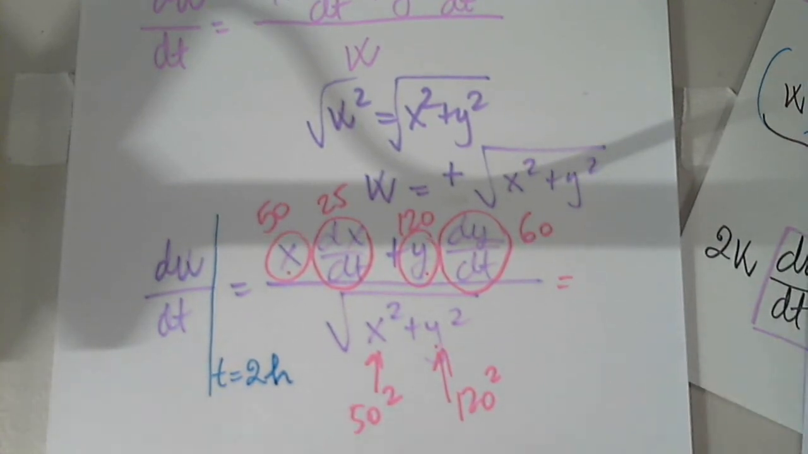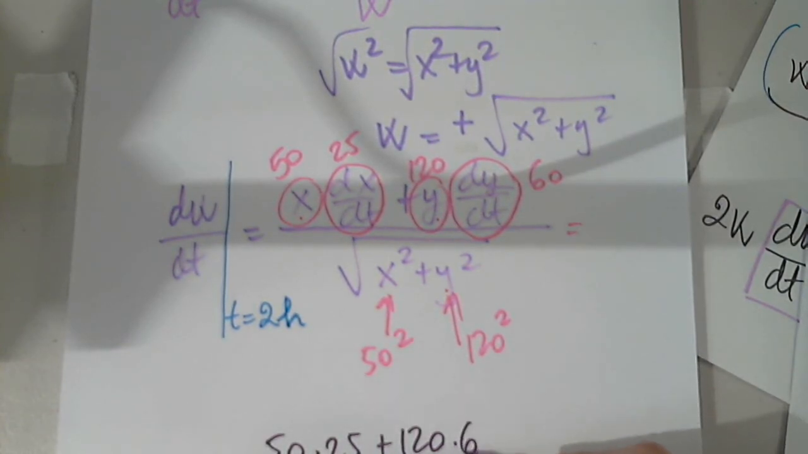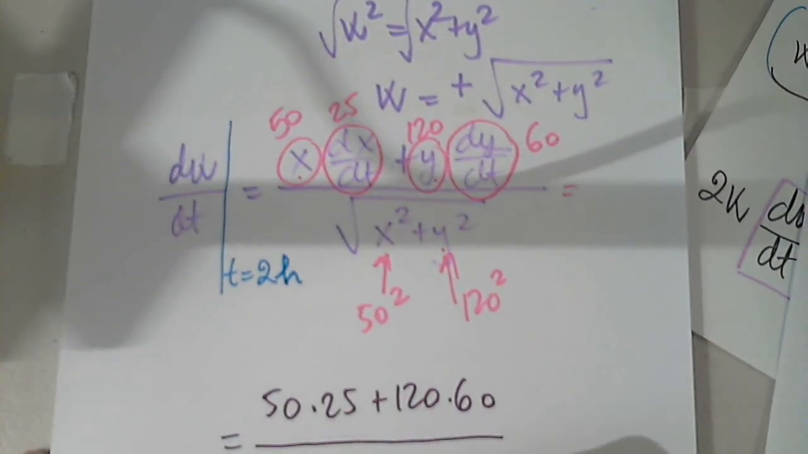Good. So now I'm going to write all these numbers one more time so you can see them. So 50 multiplied by 25 plus 120 multiplied by 60. Everything divided by the square root of 50 squared plus 120 squared. And let's see what we get.